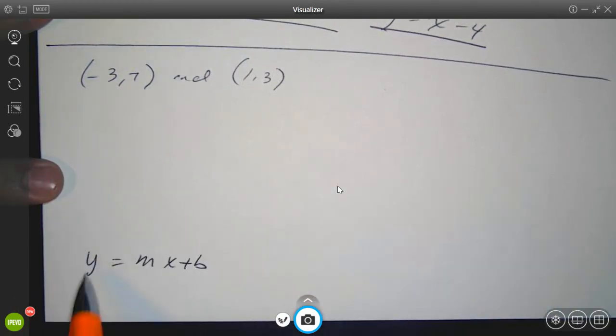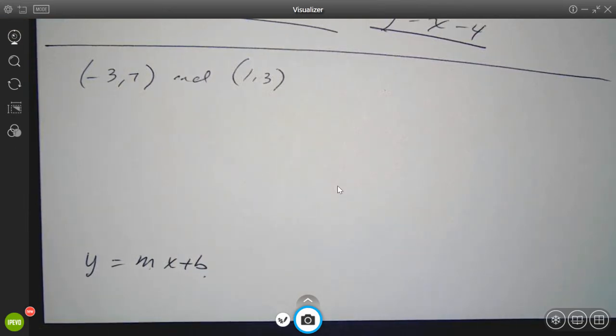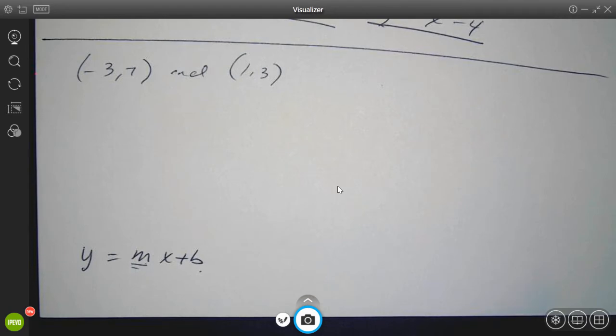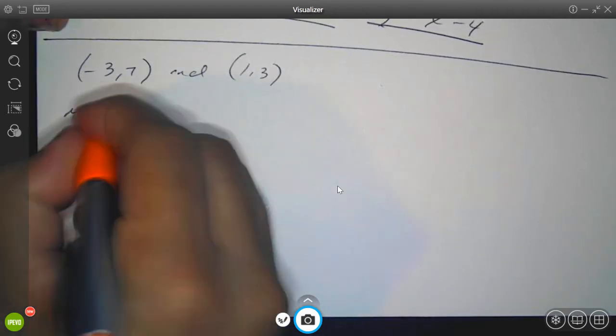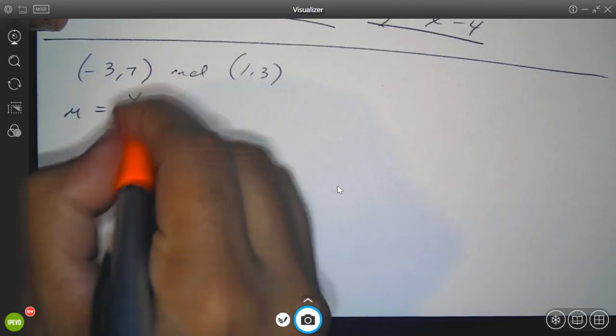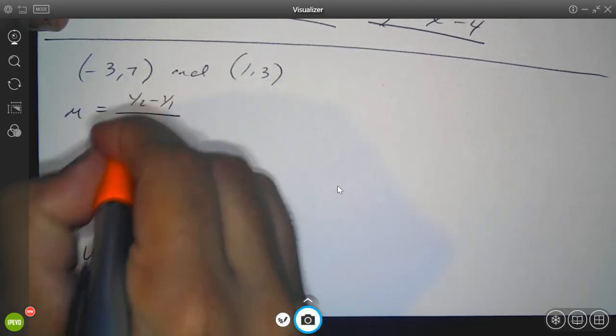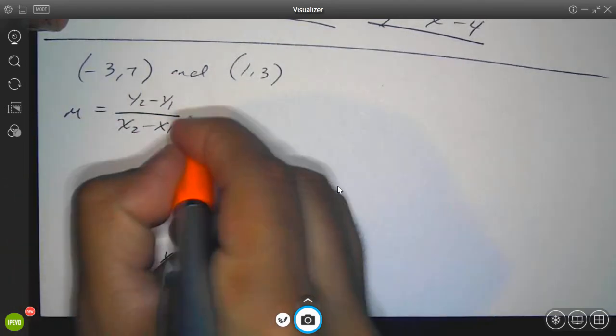This is what I'm looking for. y = mx + b. So the first thing I need to do is find my slope. Why? Because that is the first piece of information I can find, slope. If you guys remember, slope from 2 points is y2 minus y1 over x2 minus x1.